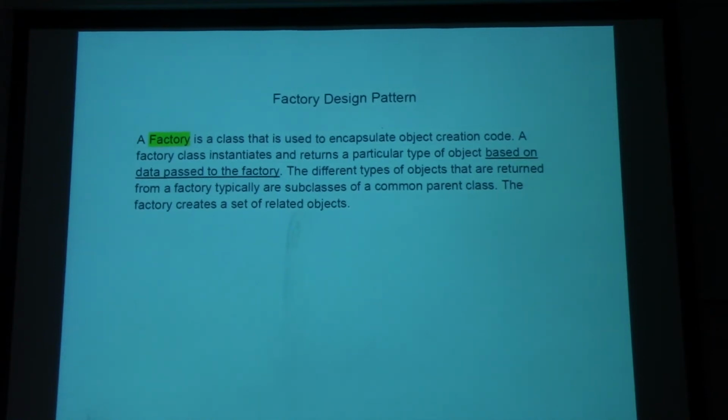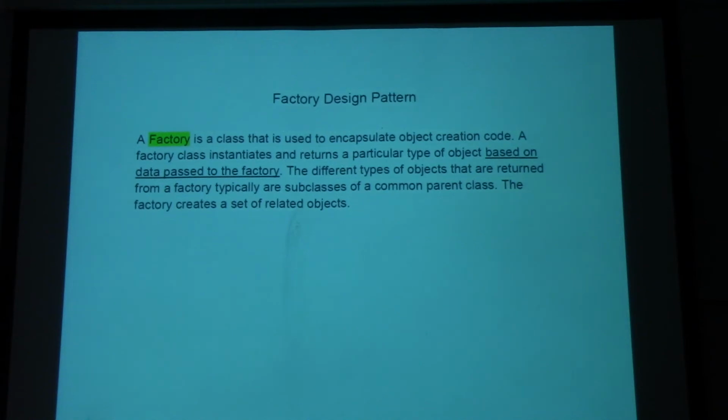So factory again. What does the builder do? It builds things. What does the factory do? Well, it also builds things. Well, that makes sense because it's a creational pattern. So a factory is a class that's used to encapsulate object creation code. Maybe it's a little bit simpler than builder, similar. It returns a particular type of object based on the data passed to the factory.